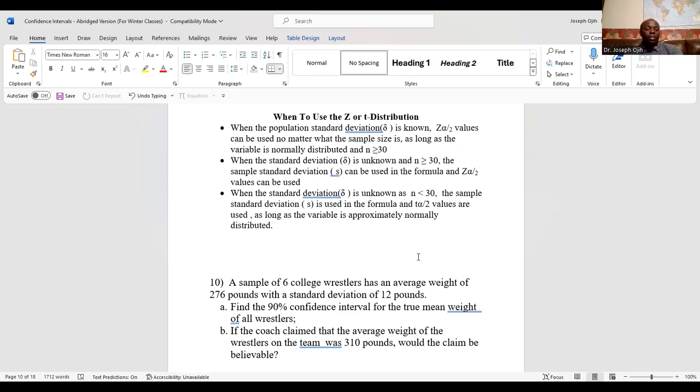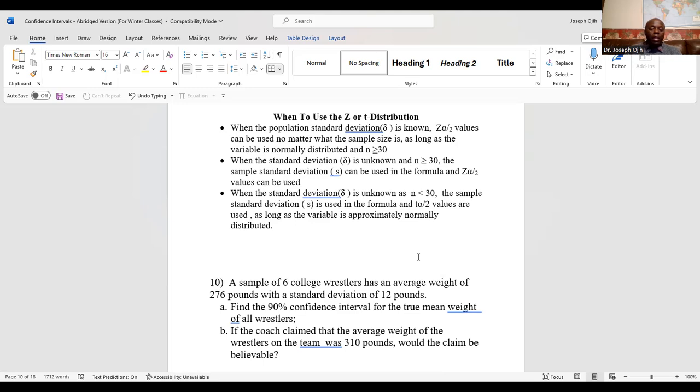Now, when the standard deviation is unknown and the sample size is less than 30, the sample standard deviation is used in the formula, and T alpha over 2 is used as long as the variable is approximately normally distributed. So that's basically explaining it.